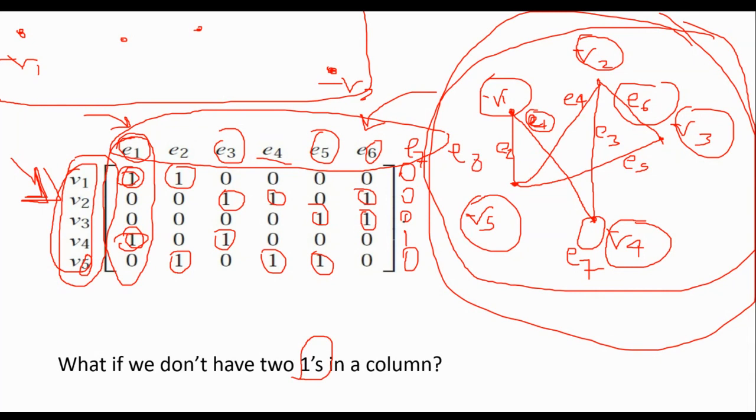Can I have, for example, E8, with all of them 0? It's meaningless, because if it is the case, then there is nothing on the graph. So we don't have a column with all zeros. And as I said, we don't have more than 2 in one column, because otherwise you should have more than one edge. And this is another column. I explained it in the lecture.